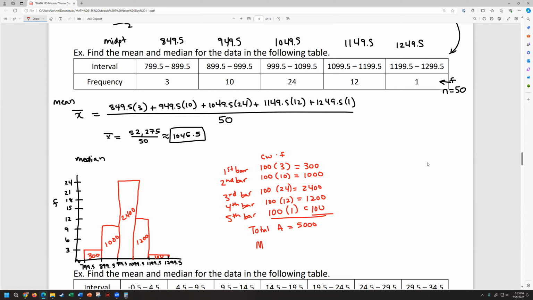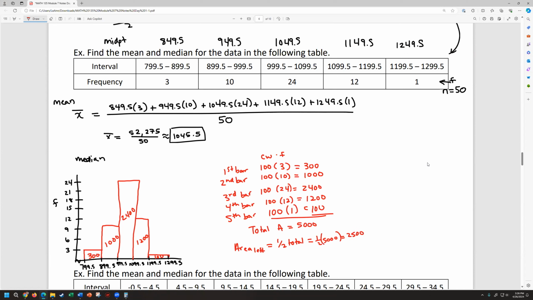So that means the median is going to be, remember, half the total area. That's going to be the location of it. Okay, not the actual median. I should say the area to the left, but it'll be the location of our median. The area to the left of our median is going to be half the total. So that's going to be 1/2 of 5,000 or 2,500.